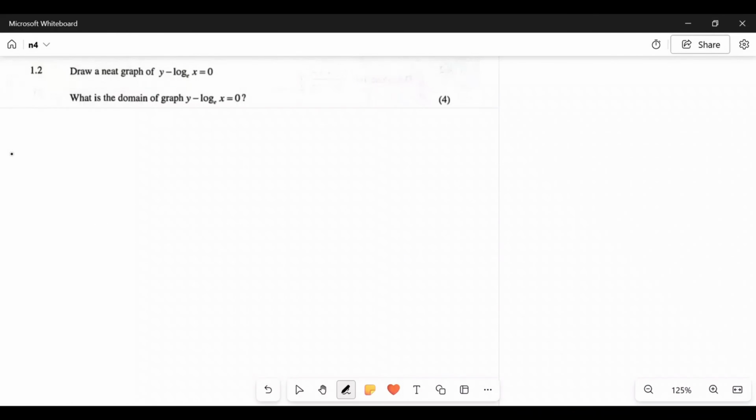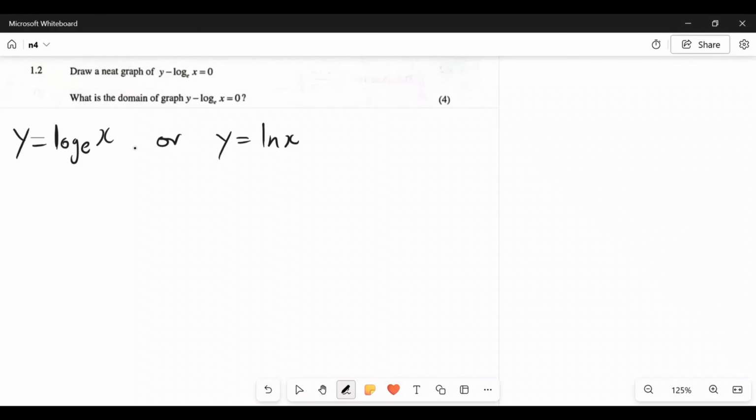Here is our 1.2. Now, they want us to draw a neat graph of y minus log base e of x equaling 0. The first thing we must do is simplify, because it is not simplified. By transposing this negative log base e of x to the right-hand side, we'll have the log graph. y is going to be equaling log base e of x. This is the same as y equaling natural log x, just in case you do not know.